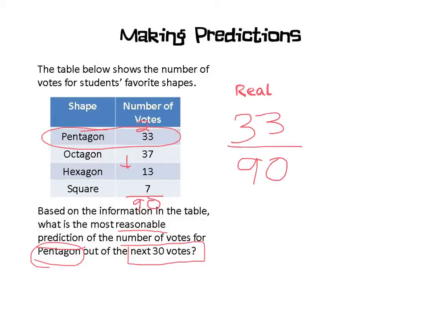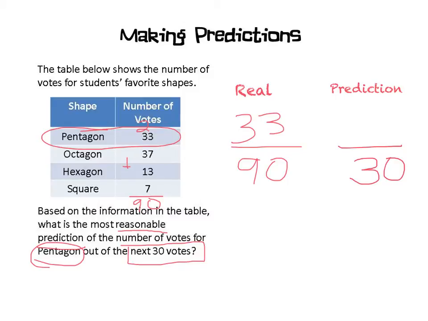Now I'm going to make a fraction for my prediction. I can see that they want the prediction to be out of the next 30 votes. So I'm going to go ahead and use that as my new denominator. You can think of it, this is the next fraction, and it's out of the next 30 votes. So then we're just looking at a relationship because we need to create an equivalent fraction. So what's the relationship between 90 and 30?